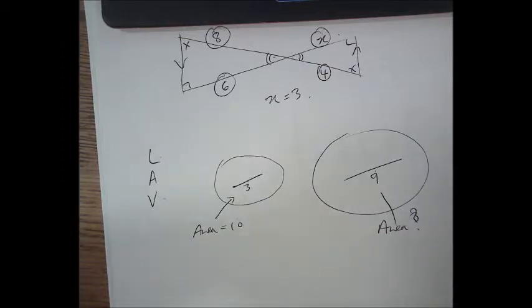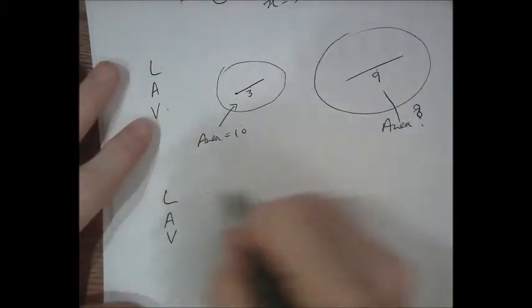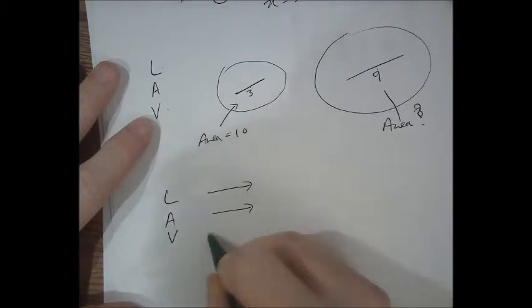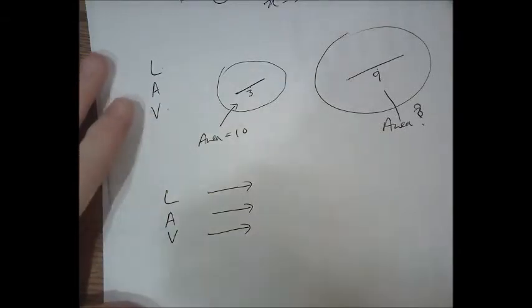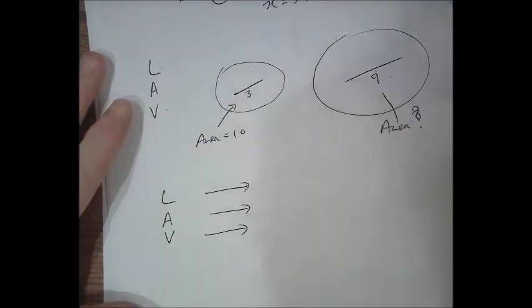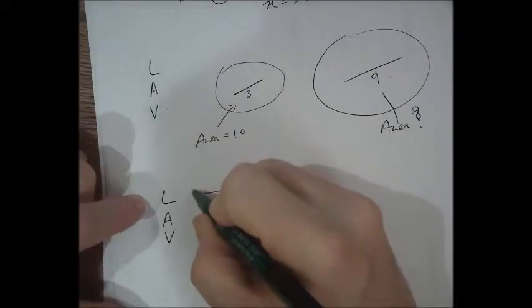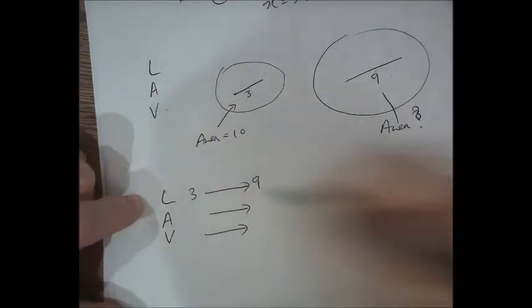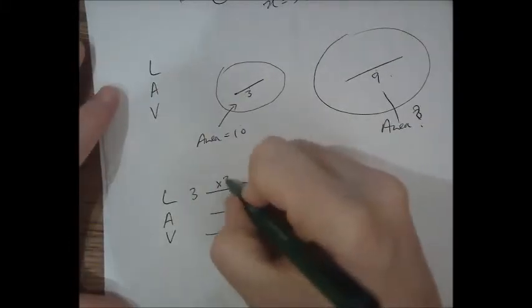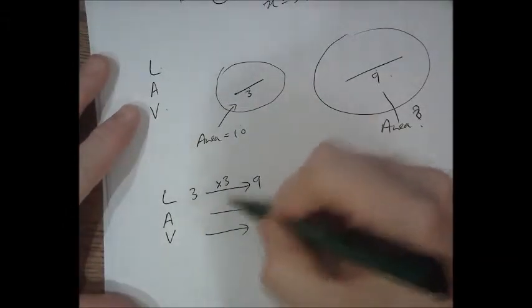What you do is, you take a deep breath, and you lay down at least 3 arrows. The reason why I say at least 3 is because sometimes you actually need 6. But anyway, for a straightforward example where it's obvious how the 3 becomes a 9, you just need 3. And what you do is you write in your details. So 3 became a 9 in a length. And you write that it's timesing by 3.